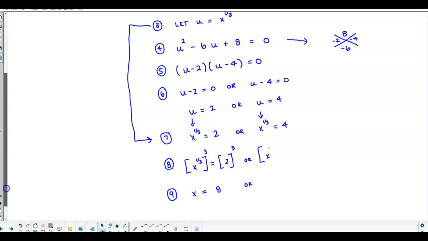We have x to the 1/3. We're going to raise that to 3 over 1. Same thing with 4 raised to the 3rd power. And so therefore, x is going to equal 64. So therefore, we have two solutions, 8 and 64.